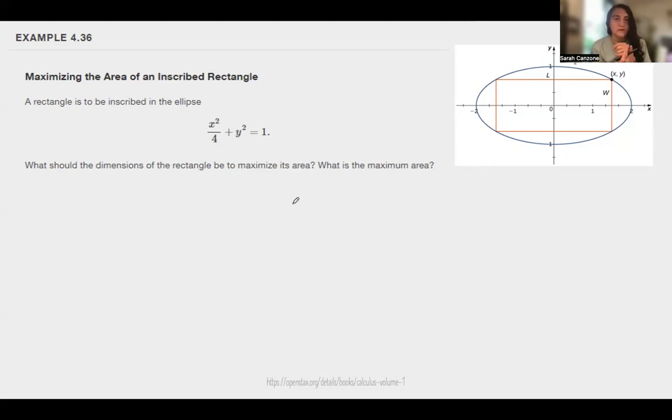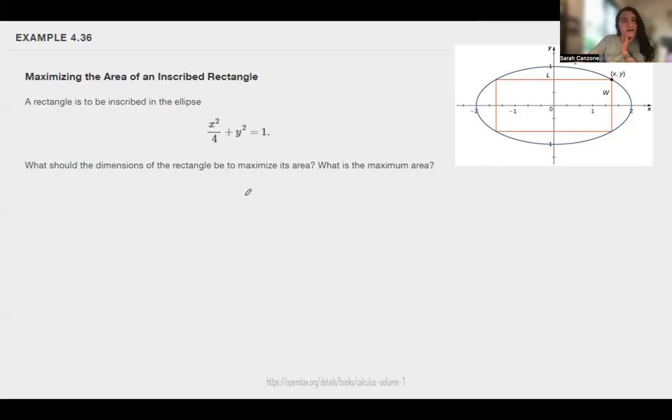So a rectangle is to be inscribed in the ellipse x squared over 4 plus y squared equals 1. What should the dimensions of the rectangle be to maximize its area, and what is the maximum area? You notice this is very similar to a circle formula, and it's just an ellipse because we've taken one of the variables and divided it by a number. A circle resembles x squared plus y squared, and sometimes you can do x minus something or x plus something, and that just changes where the origin is. And then 1 is typically the radius, but again, now that you've adjusted it, it doesn't exactly apply to be the radius within an ellipse.